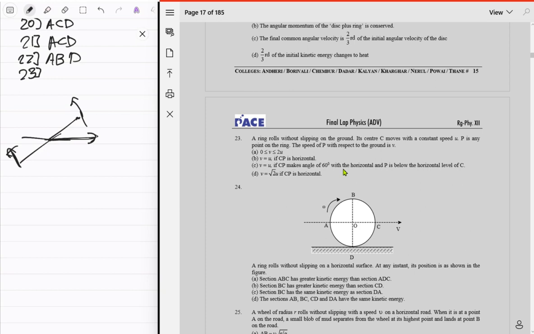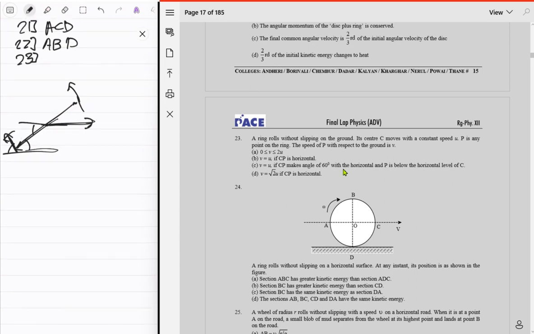So we have to turn clockwise by 90 degrees from the original direction. How much is this angle going to be? This was 60 degrees, this was 60 degrees, this was 30 degrees. 60 degrees with the horizontal, of course. So this is 30 degrees, which means the whole thing is 150 degrees with the horizontal. So it's not V equal to U. Unfortunately, that's not right.